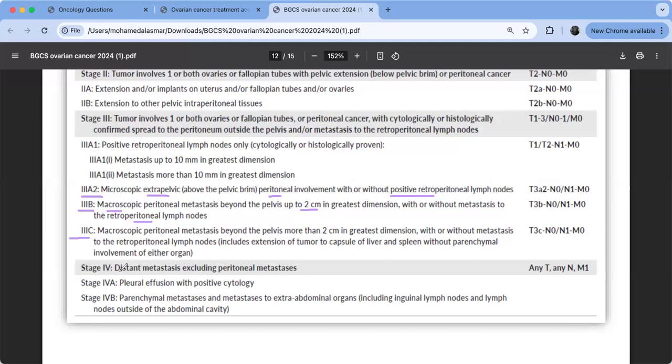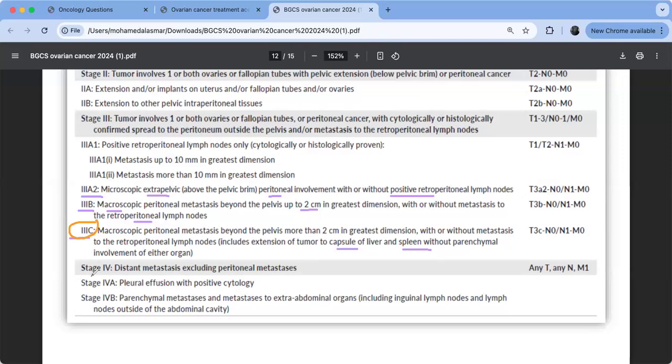So it doesn't matter for us, okay? The with or without metastasis to the retroperitoneal lymph node, it doesn't matter to us. When the extension of the tumor to the capsule of liver and spleen without parenchymal involvement, this is their preferred stage in the staging question of the exam. 3C, spread to the capsule, not the parenchyma.